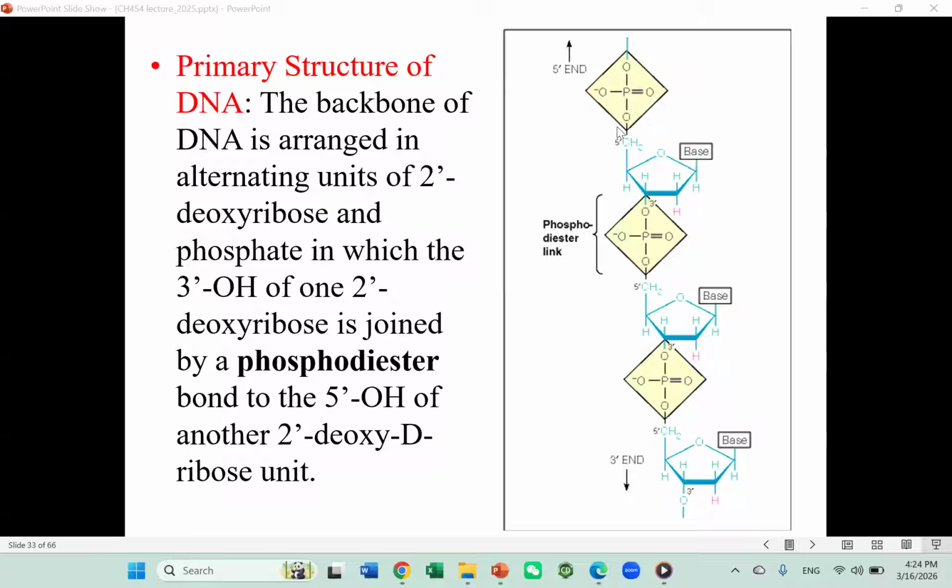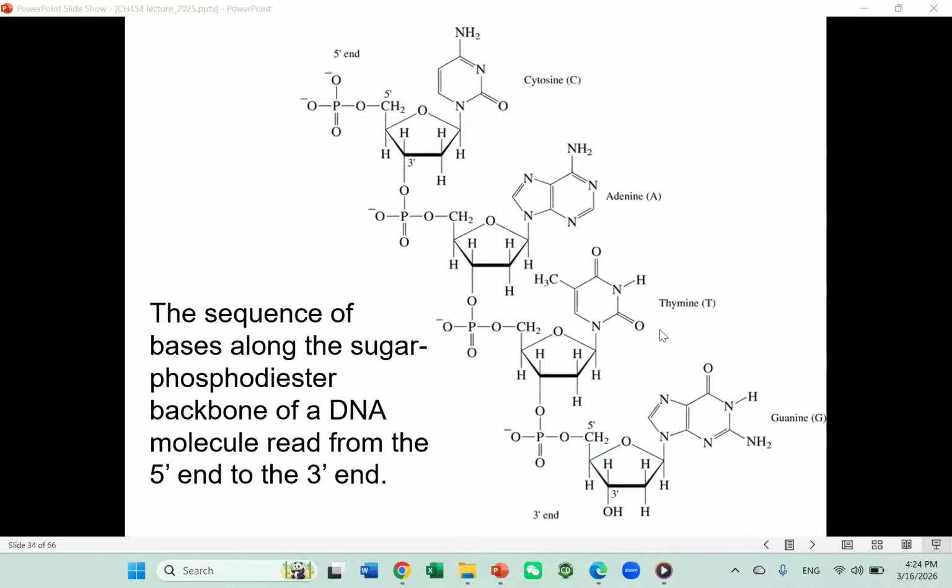One by one, eventually you generate the DNA strand. Please keep in mind that because there are 3 prime and 5 prime ends, the DNA really has sequence. You cannot reverse the order. Traditionally, when we talk about a DNA sequence, it starts from the 5 prime end and goes down to the 3 prime end.